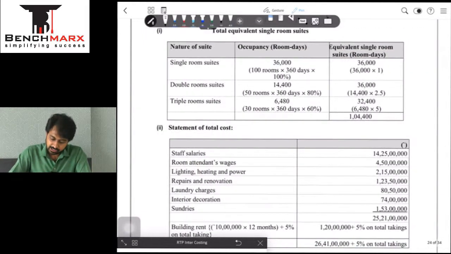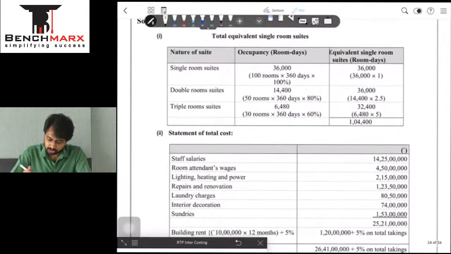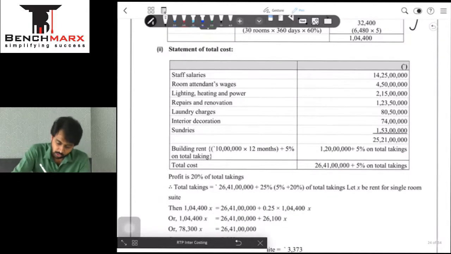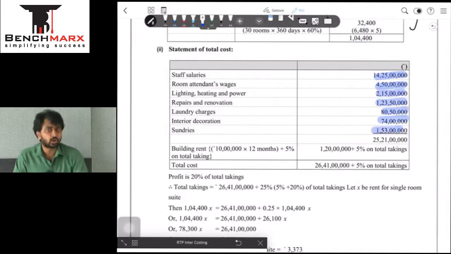First things first, let us first have a statement of total cost. This is a working note frankly, so we will do this later. As of now, let's focus on the rupees content. Now all these costs are given to us directly, so your staff salaries, your room wages, your power, your repairs, your laundry, your decoration and sundries. All these costs were given to us.